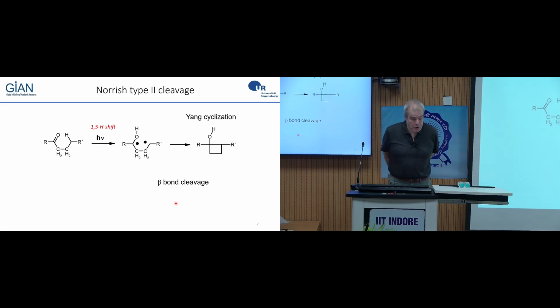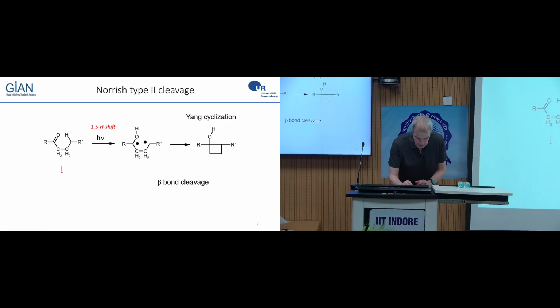And then the Norrish type II cleavage can occur if your carbonyl group has a hydrogen in the 1,5 position. So if I count my carbonyl oxygen as 1, 2, 3, 4, 5, if I have a hydrogen there, then this hydrogen can get abstracted from the excited state of the carbonyl group. The best way to think about these excited states is always as a diradical.